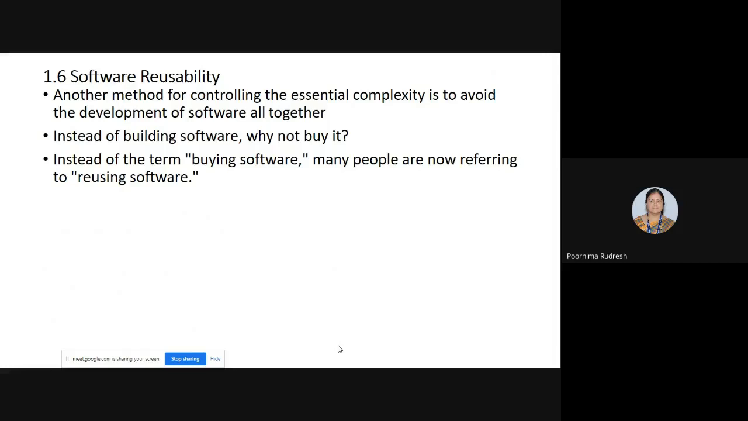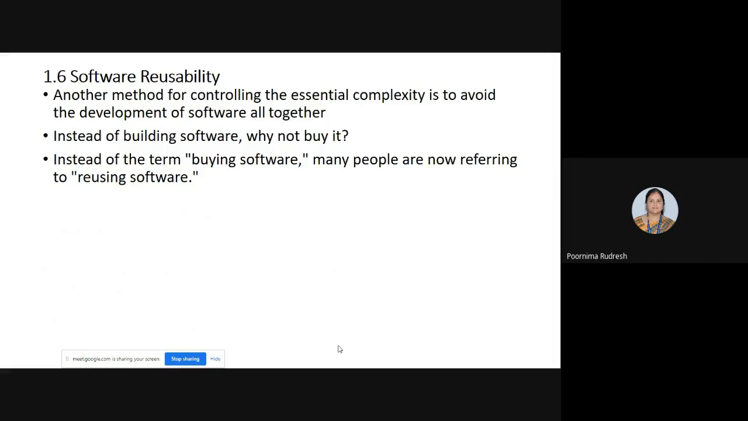So here we are mainly concentrating on controlling the essential complexity. As I said in the last class, it is very difficult to eliminate the essential complexity, but we can minimize it or control it to some extent. That is what we are concentrating on here. Another method for controlling the essential complexity is to avoid the development of software altogether.